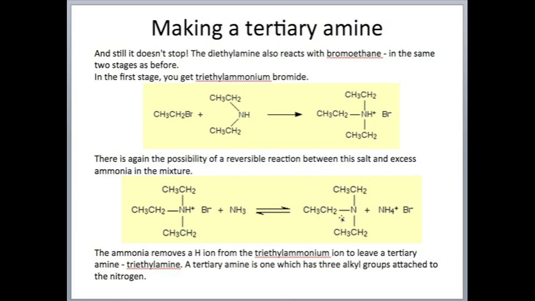And a tertiary amine is one which has 3 alkyl groups attached to the nitrogen, as shown here. So we have the nitrogen here, we have 1, 2, and 3 groups attached.